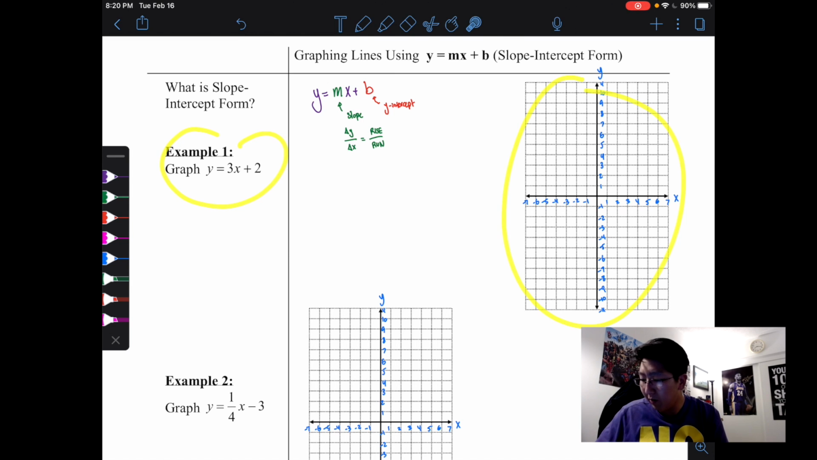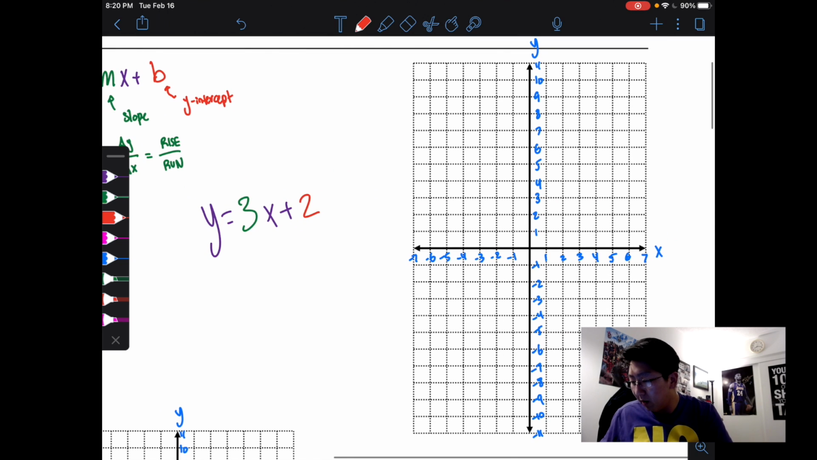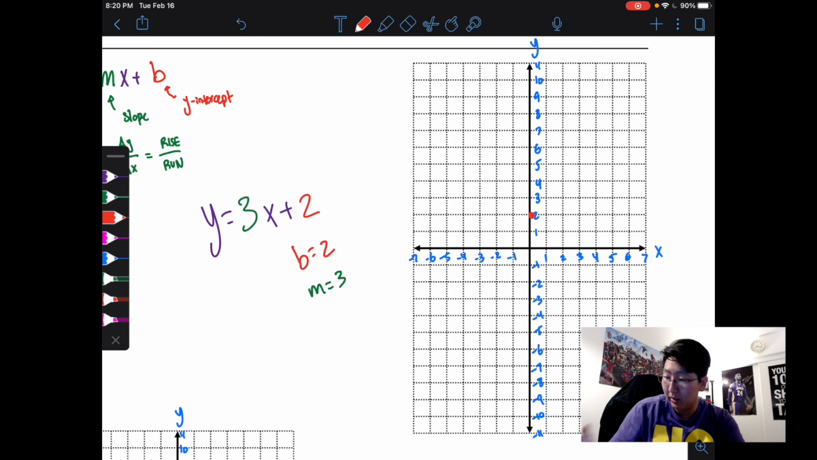We're going to graph this first equation over here. I'm going to copy the equation y equals 3x plus 2. This shouldn't be too difficult. We know that our y-intercept, our b, is 2, and our m is 3. So I'm going to start my line at 0, 2. Remember, we always start our line on the y-axis, and that's also why it's called a y-intercept. It's the point where the line crosses the y-axis, so it's going to cross right here at 0, 2. I'm happy about that.